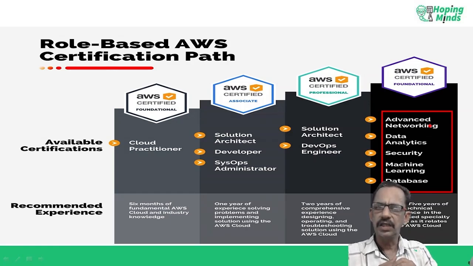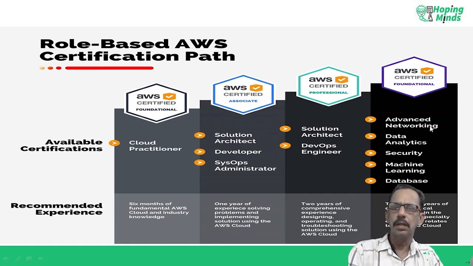Best to go at the associate level certification, which costs around $150 on one attempt. Register for the exam at the Pearson site and sit for the exam. If you qualify, then okay. Otherwise, you have to repay the money. So this is the AWS certification path.